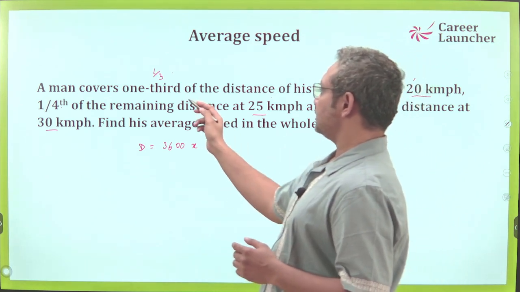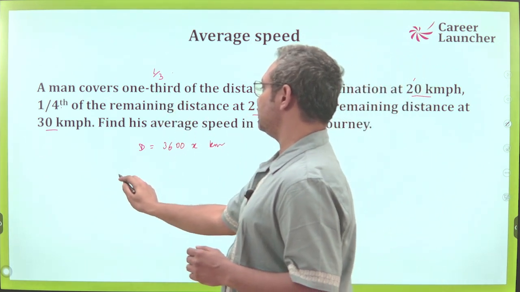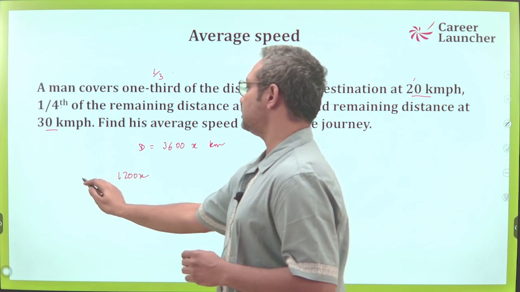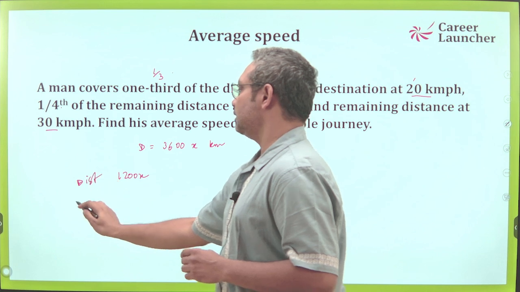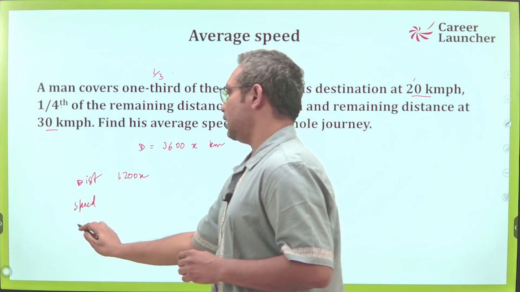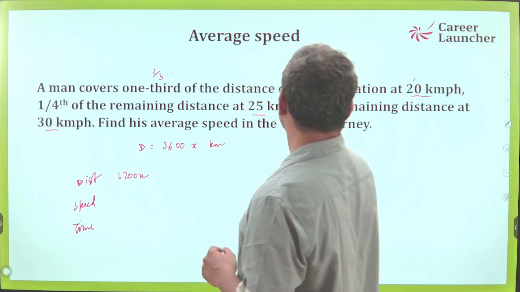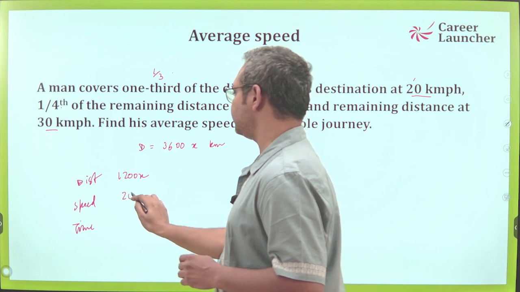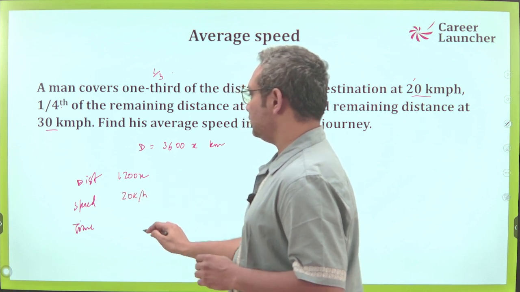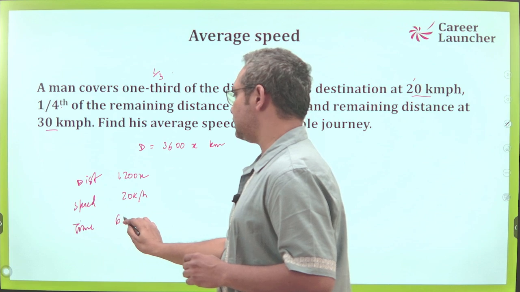So now what is the first case? You have traveled 1/3 of the distance. So you have traveled 1200x. So distance, speed, time, and then we will figure out total distance by total time. So now here the speed is 20 kilometers per hour. Divide them to get the time. So if I divide, it will be 60x hours.